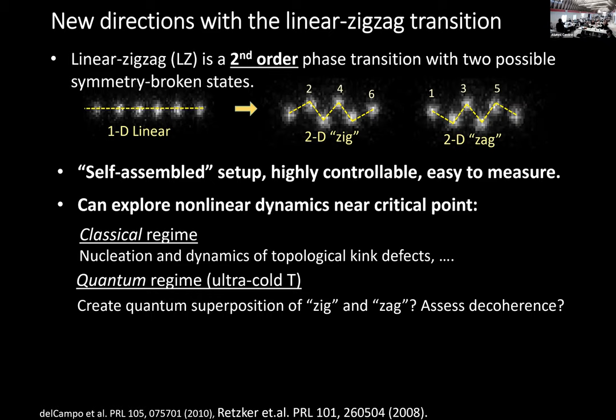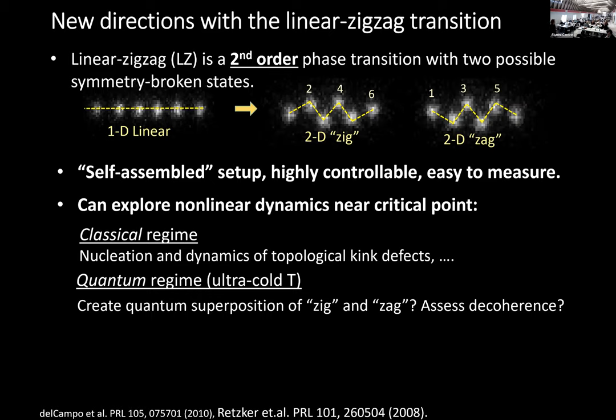The nonlinearity in the field theory of this transition leads to some interesting effects that you can study. The first ones that our group, as well as others, looked at were nucleation of topological defects as you quench the transition. These are called kinks, actually. So essentially, instead of domains of spin up and spin down in a ferromagnet, you can think of domains of zig and zag with structural defects between them. They're topological.